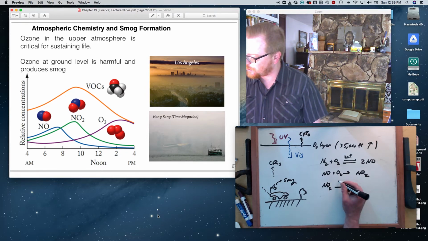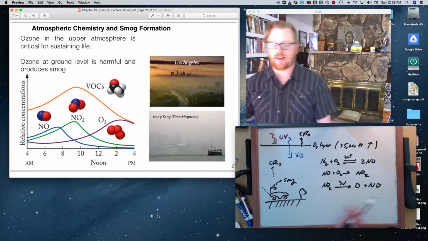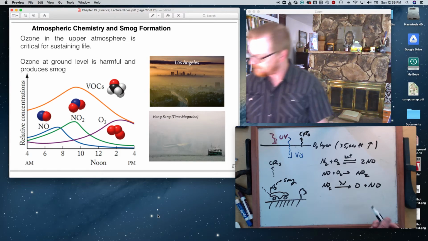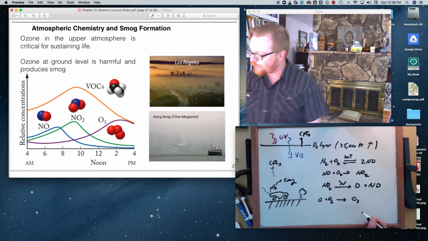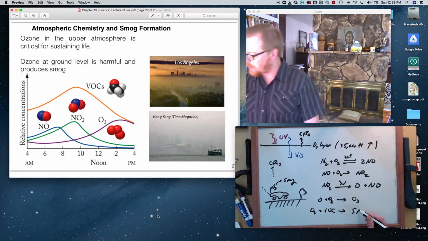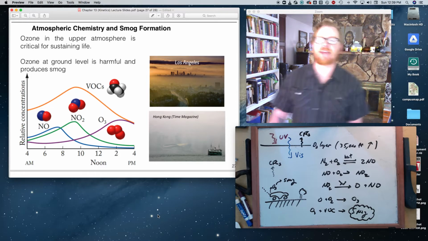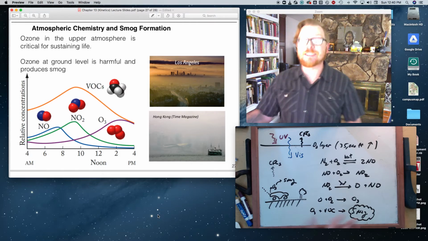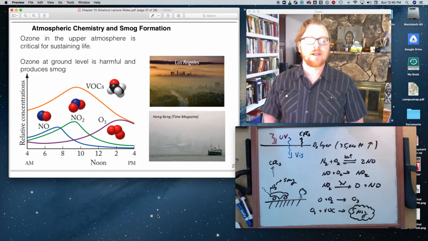But then NO2 can react with sunlight to release an oxygen atom and another NO. So you can see NO functions as a catalyst in this case. But then when you go to make that oxygen atom, it will react with O2 to make O3, and then O3 reacts with volatile organic compounds to make smog. So this is the mechanism of smog creation in urban atmospheres. And this is specifically what I study in my research. This is exactly the type of chemistry that I do in my lab.